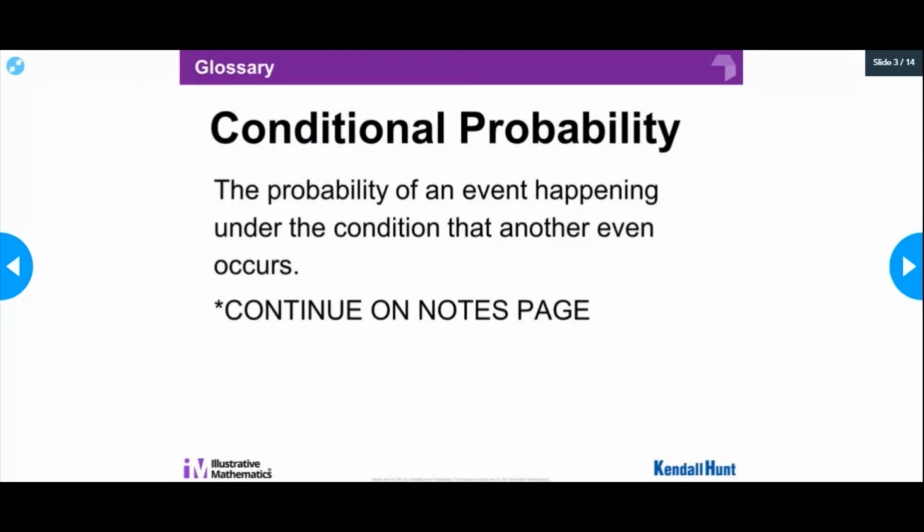A conditional probability is the probability of an event happening under the condition that another event occurs. So we are going to talk about this by looking at our notes page. Let's go briefly over to our conditional probability notes page, and let's talk more about what this is and how it looks. The definition is already written for you in the page, so you don't have to copy it down.